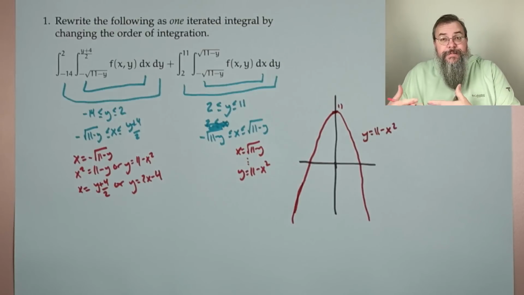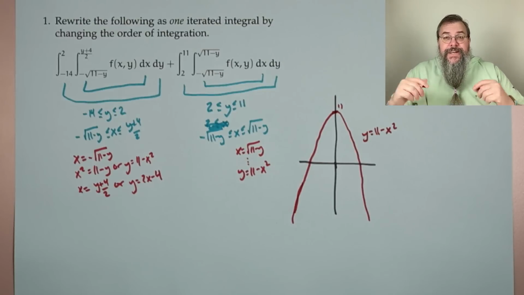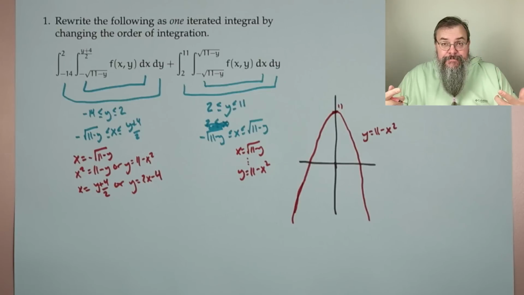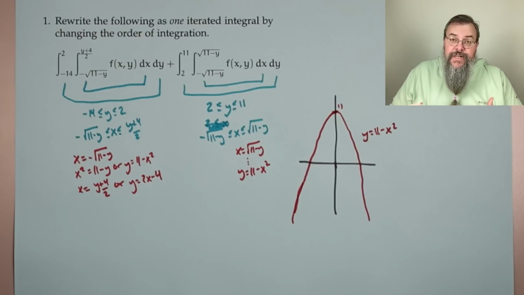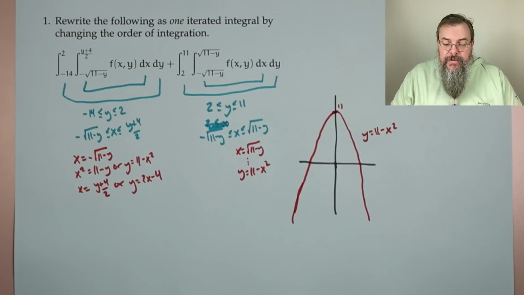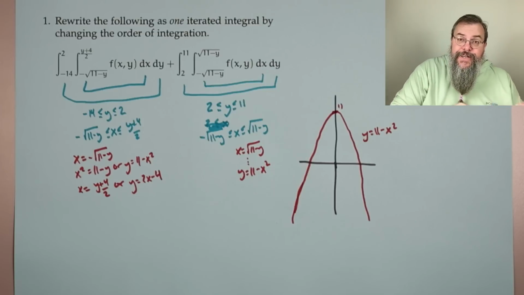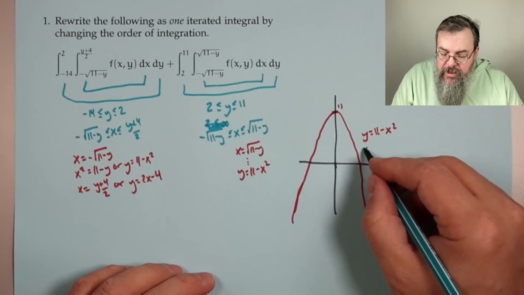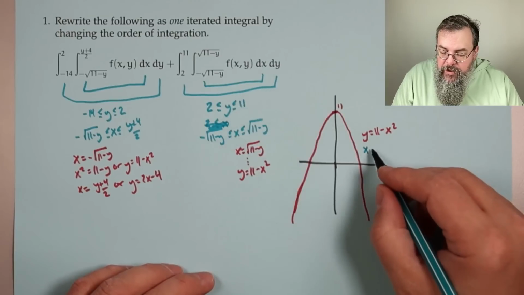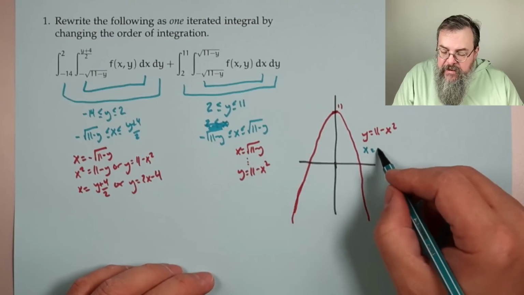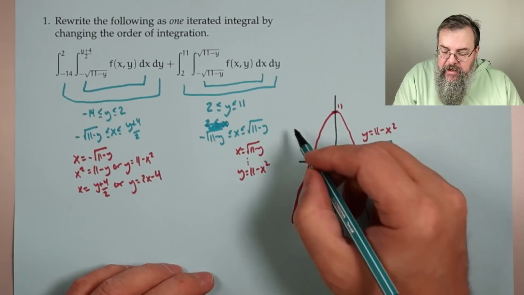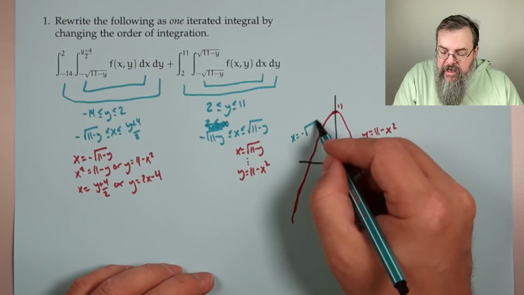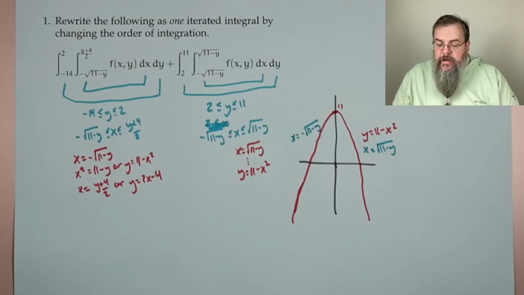The reason I'm labeling it as y equals 11 minus x squared is I'm anticipating that we're going to be switching our order of integration, because it tells us to. So I want to change from x as a function of y to y as a function of x. The old bounds, when we integrated dx dy, the square root of 11 minus y is the right-hand side, and the left-hand side is negative square root of 11 minus y. But again, we want to switch to y equals.